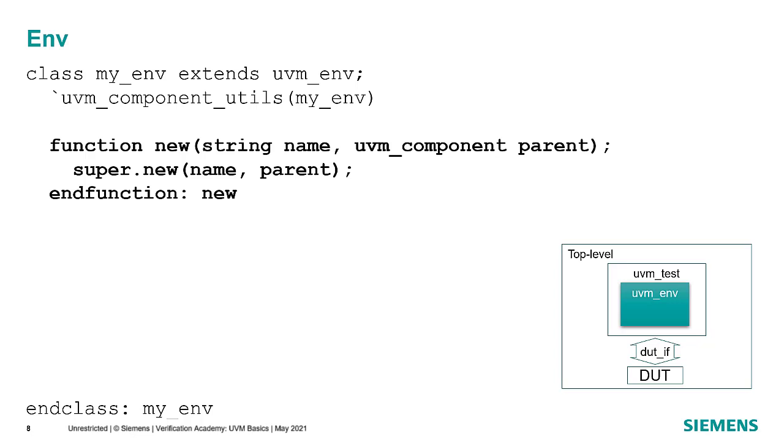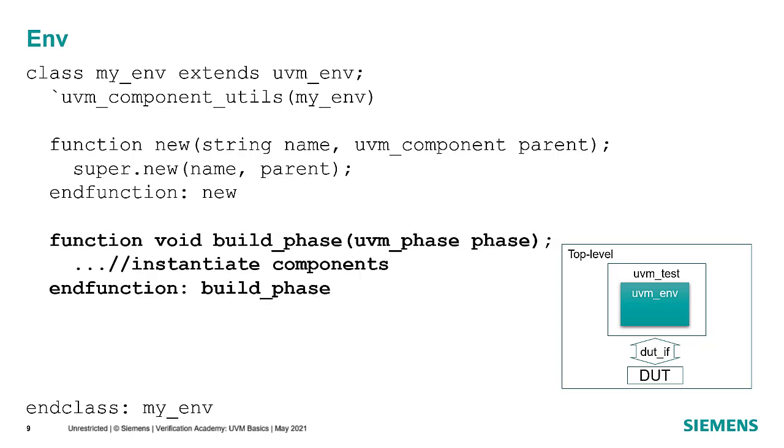We declare the constructor for the environment, and constructors in UVM for every component have two arguments. There's a string name argument and a parent argument that is itself a uvm_component. And the only thing we do in the constructor is we call super.new and pass in the name and the parent. This is consistent across all UVM components, and it's just something that you'll get used to doing.